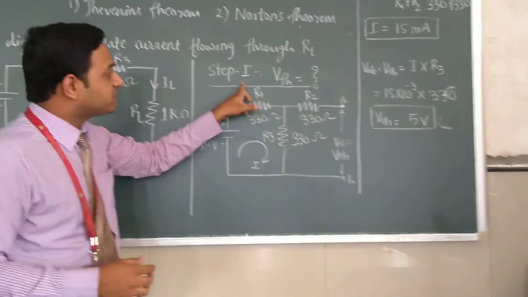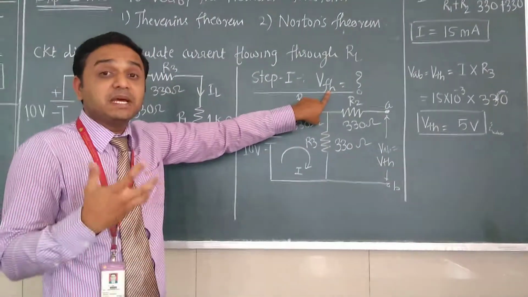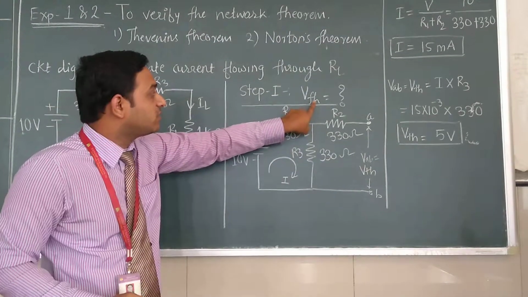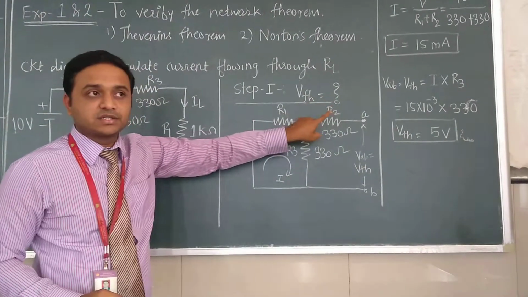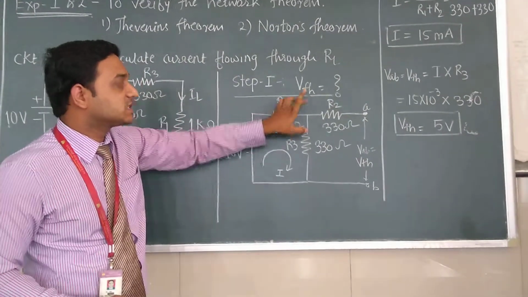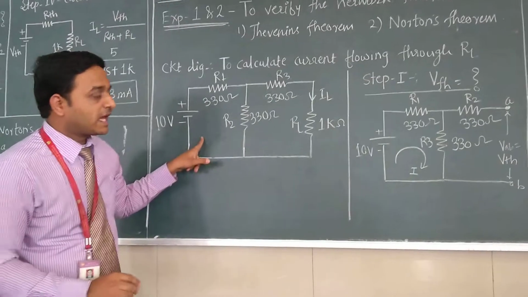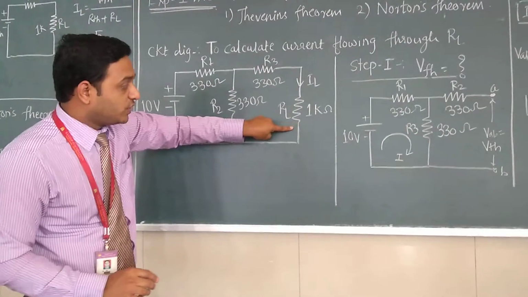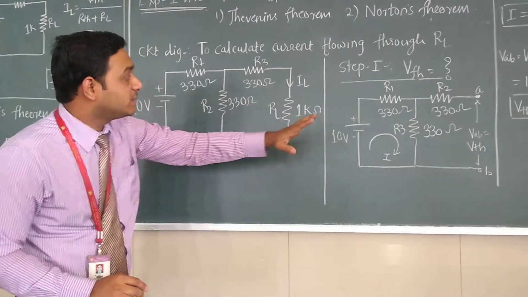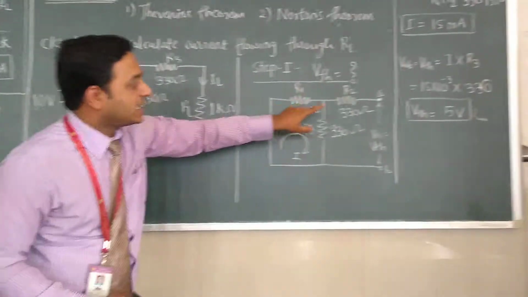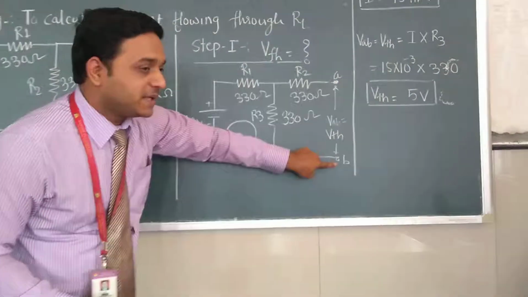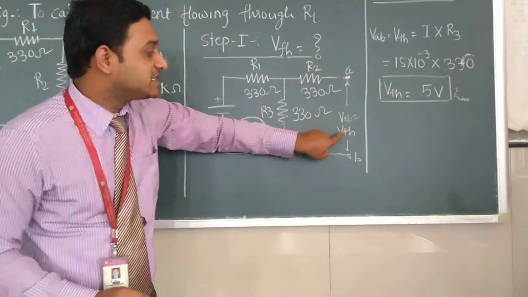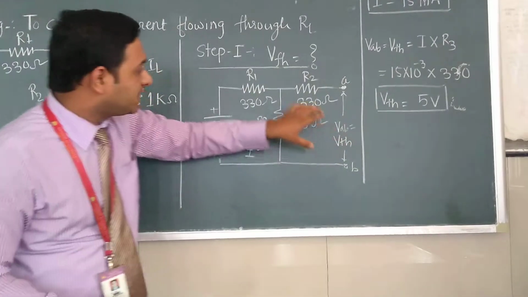So step number 1: first we calculate the VTH. So what is meant by the VTH? VTH is simply the Thevenin's equivalent voltage. So first of all we calculate the Thevenin's equivalent voltage. To calculate it, suppose the circuit is given and I want to calculate the current flowing through this 1K resistor. So we have to first just remove this 1K branch and call the terminals A and B. The voltage between A and B is called VAB, and this VAB is equal to the Thevenin's equivalent voltage. The remaining circuit is the same.